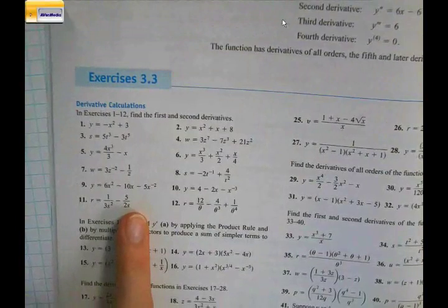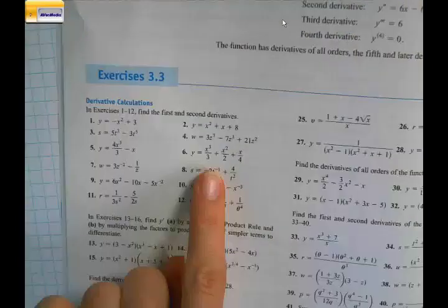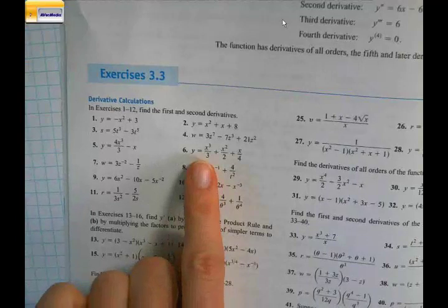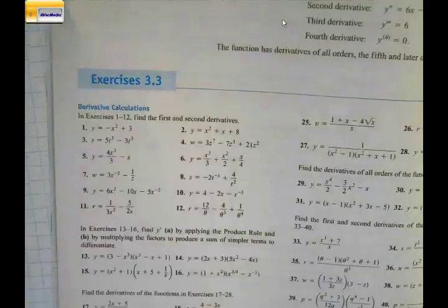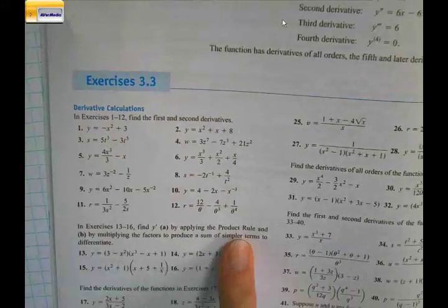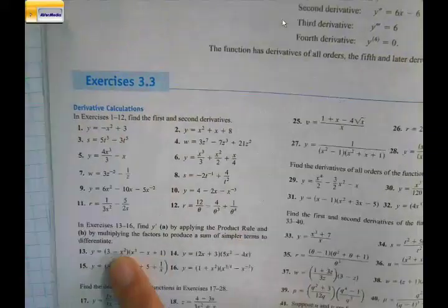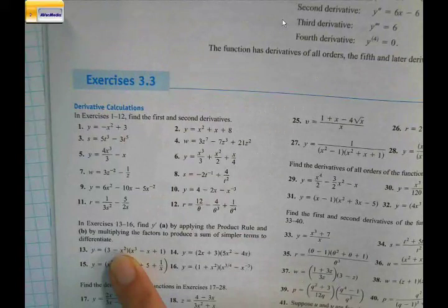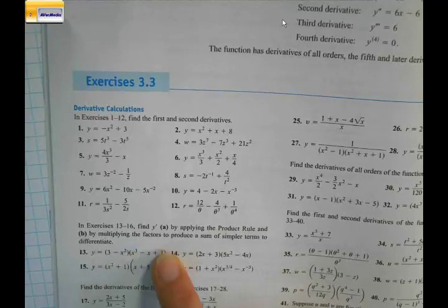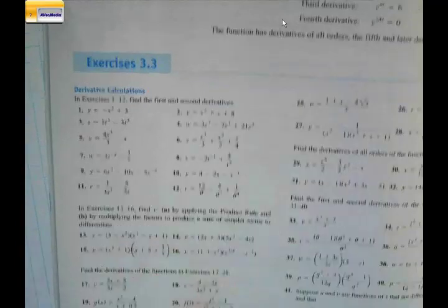And of course, when you see these, don't use the quotient rule. Just say that's 1/3 x cubed, 1/2 x squared when you go in. And down here, it says to use two different methods. The first method is to use the product rule, which is the first times the derivative of the second plus the second times the derivative of the first. The second option is to multiply it out and get an easier polynomial to take the derivative of, kind of like what we just did. So it's asking you to do it two ways: one is the product rule, and the other is to do all the multiplication before you take the derivative.